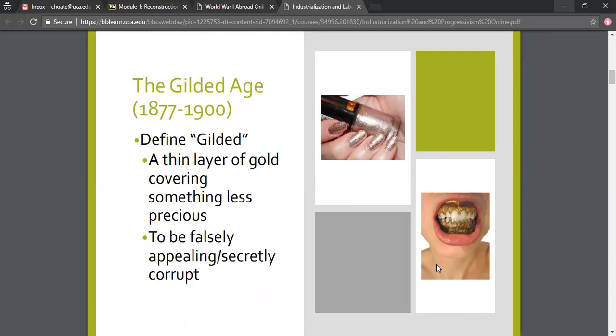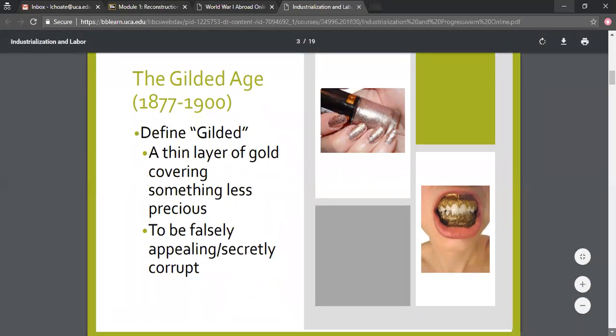So it's when there is a false appeal. Something looks good from the outside, although that's debatable here. It looks good from the outside, but underneath there's something less valuable, something corrupt, something dark about it. If we apply that to this Gilded Age, what we're basically saying is that it looks like things are going pretty well in the United States, but if we scratch the surface of this supposedly booming economy due to industrialization, we're going to see that there are a lot of problems with this time period.